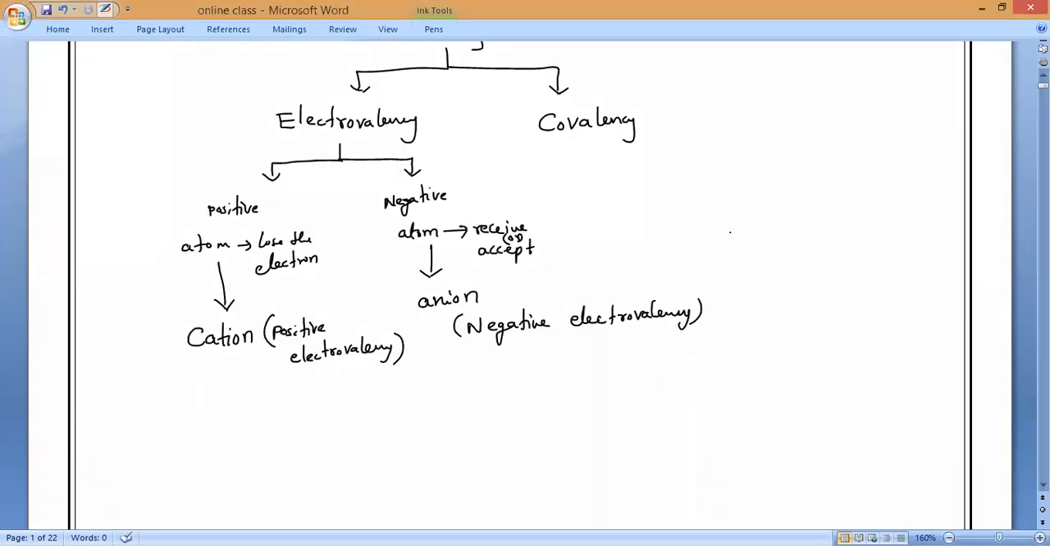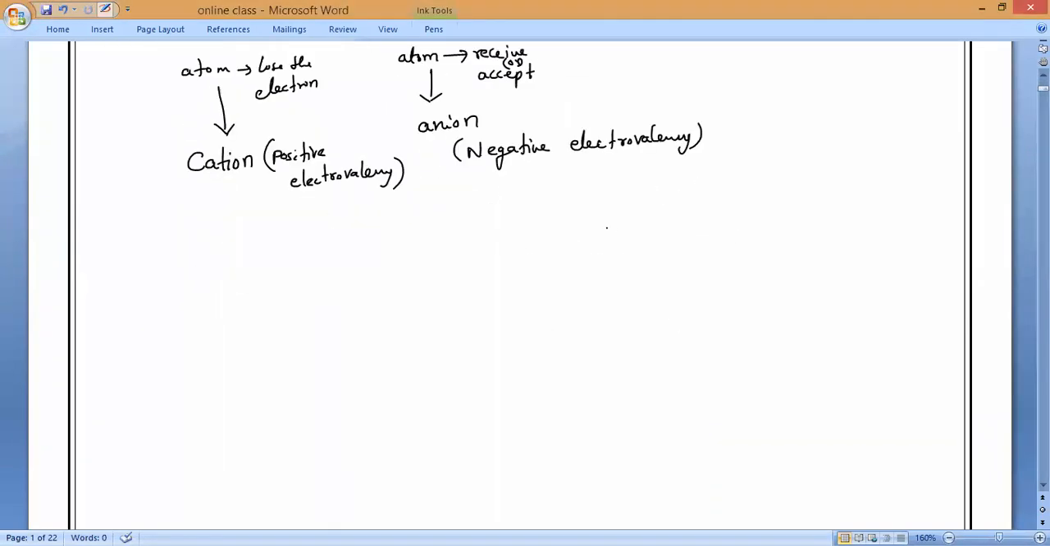Now, we have made one example also for this electrovalency. Sodium and chlorine will react and they will form sodium chloride. So what is the sodium electronic configuration? 2, 8, 1. So in the valence shell, how many electrons are there? 1 electron. So if it wants to become stable in nature, how many electrons does it have to have? It has to be 8 electrons.